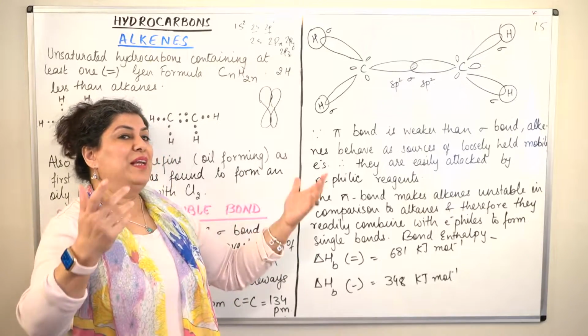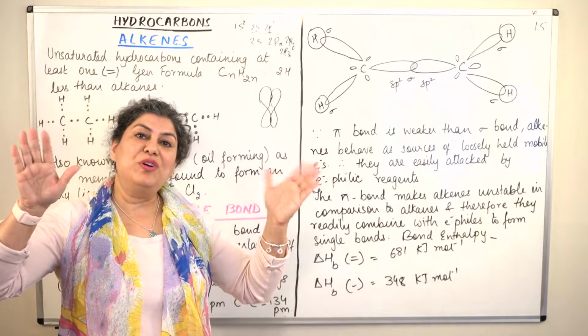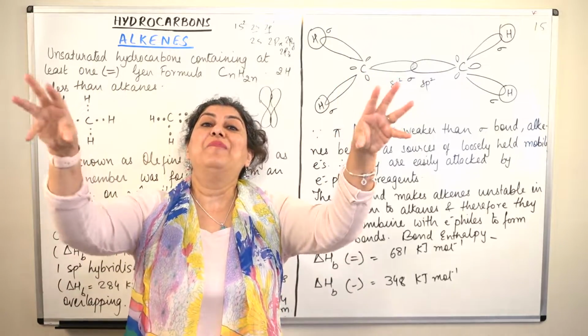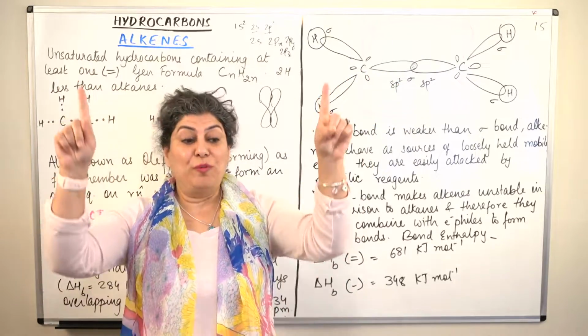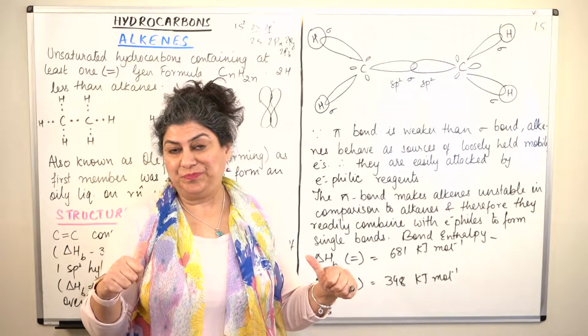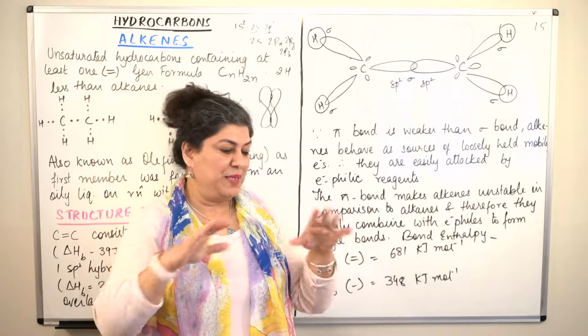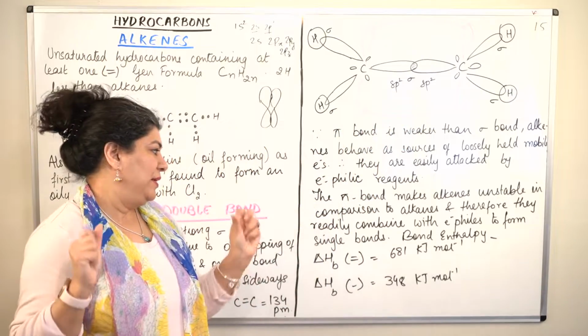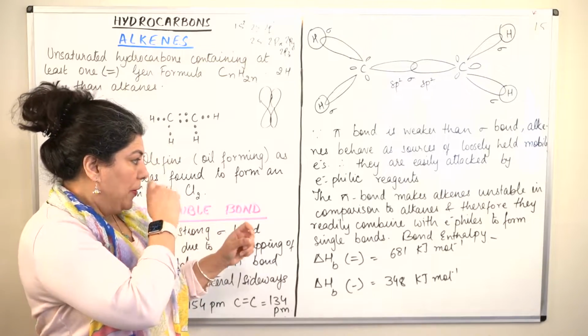So when they combine with electrophiles, the second bond will be broken and both the carbons will get back their electrons and they will combine with the electrophiles, forming a proper bond. So addition reactions will take place. When addition takes place, both the electrons go back and they add the electrophiles to the molecules.